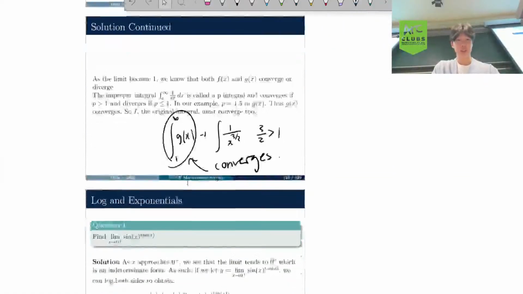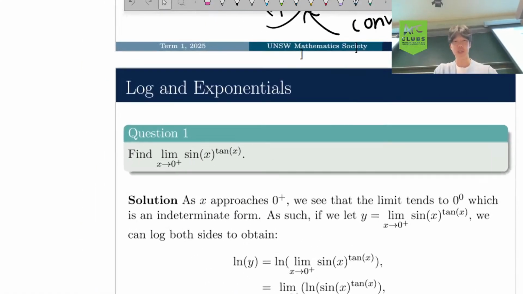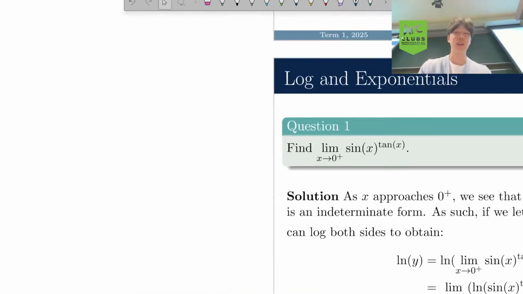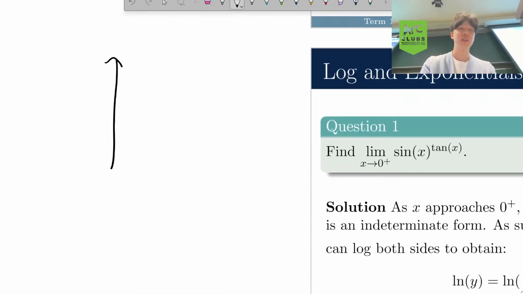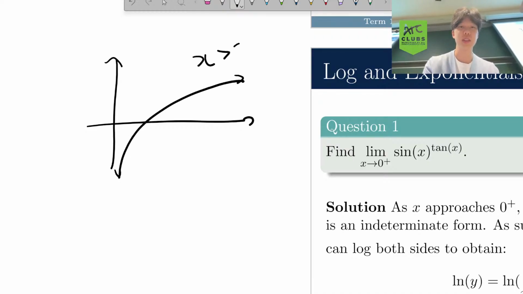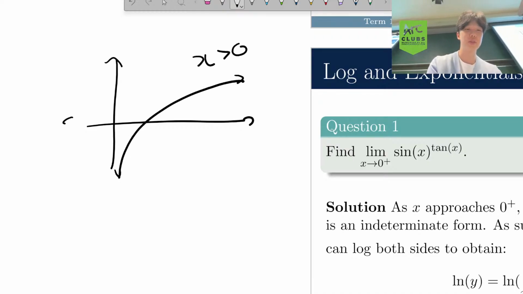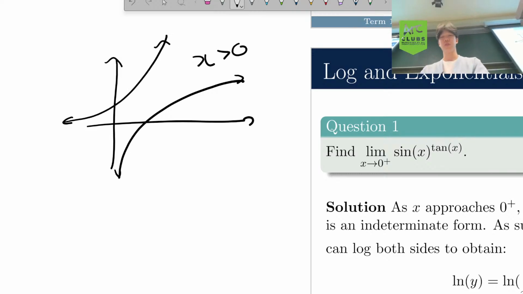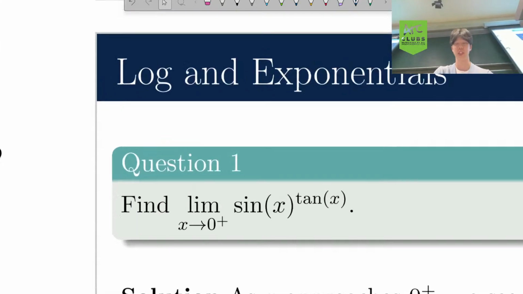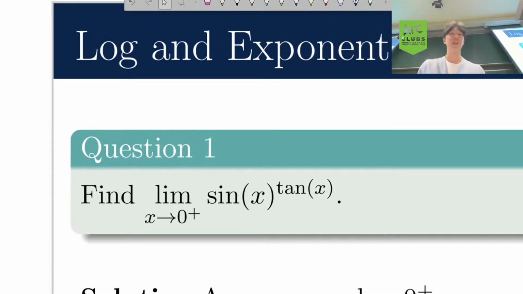Alright, so let's move on to log and exponentials. I'm assuming you probably have a good understanding of what log and exponentials are. So we know log looks something like this, where it's defined on x is greater than 0, and we know exponentials look something like this. So I decided to give a question where we have to use our knowledge of log and exponentials to solve. So we have a limit here.